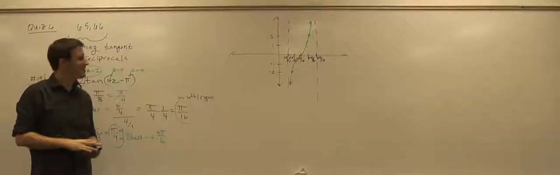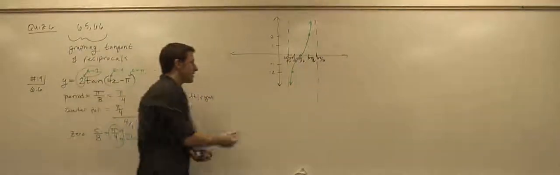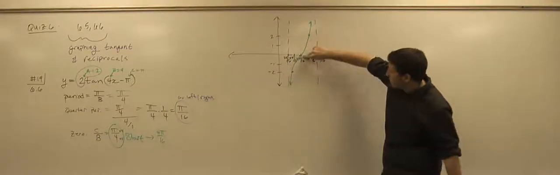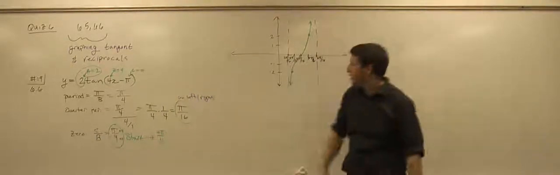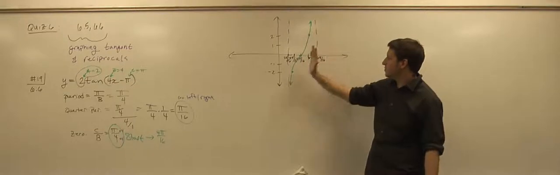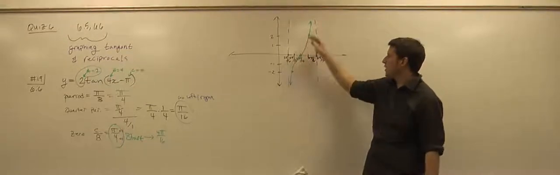Sweet! Life is good. So you start from your 0, which you get from c over b. Then 2 quarter periods, you get an asymptote in any direction. 1 quarter period, you get out A.